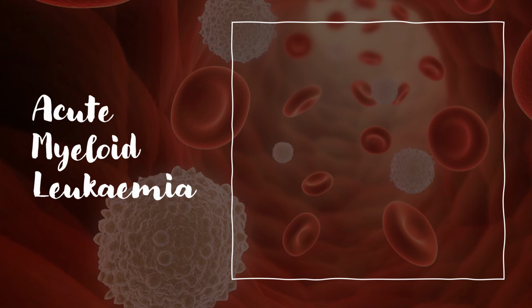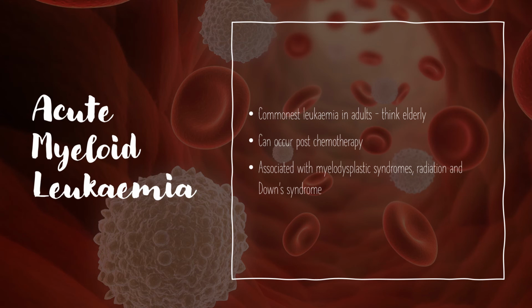It can occur post-chemotherapy, for instance, in lymphoma treatment. Whilst this leukemia is similar to ALL, in that it is associated with radiation and Downs, there's also an association with myelodysplastic syndromes, a milder form of blood cancers which can develop into full-blown leukemia over time.